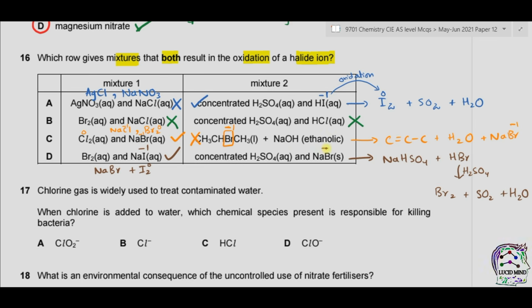Now bromine has changed from -1 on the reactant side to 0 on the product side, so therefore this is an increase in oxidation state, which is oxidation. So halide gets oxidized in both parts of this part D, therefore D is the correct answer.